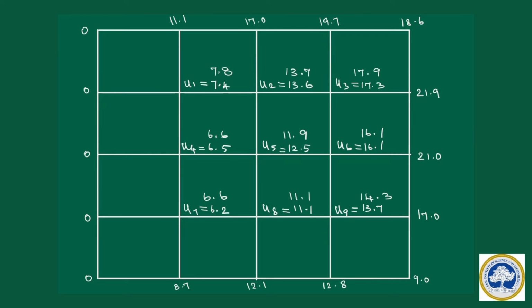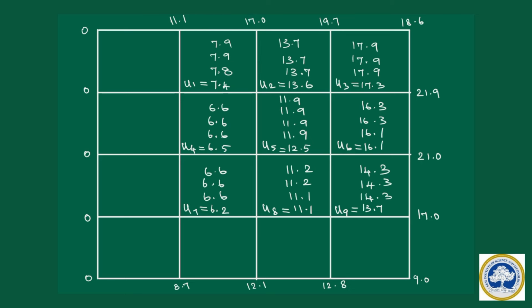Similarly, you can do the calculation and you will get the third iteration. Now, if you see the values of the third iteration and the fourth iteration, all the 9 values are the same. So we can stop the iteration, and finally we can conclude the answer is 7.9 for U1, 13.7 for U2, 17.9 for U3 and all the remaining values.